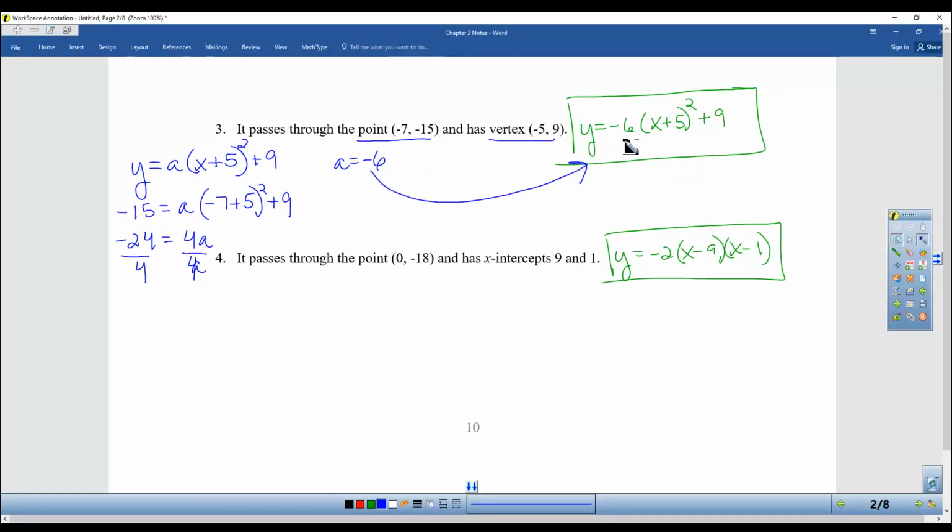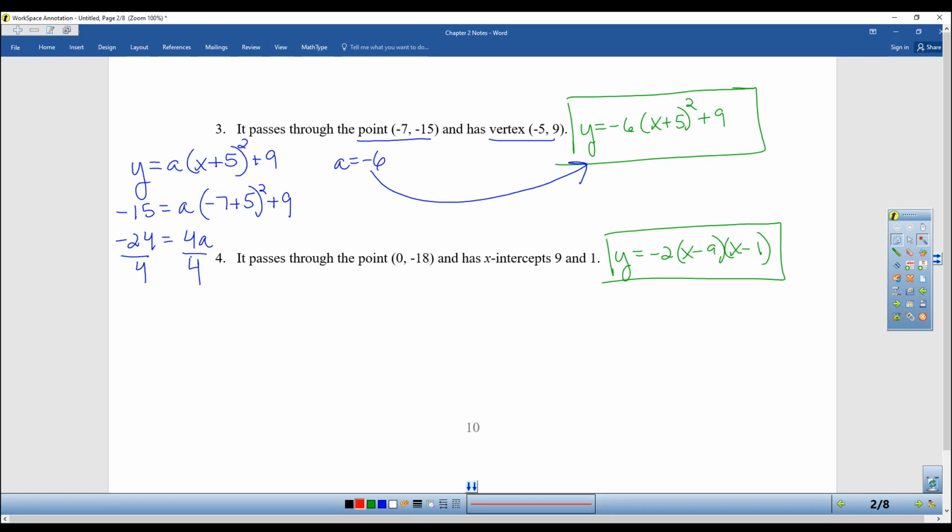Which leads me to my answer. I put the -6 in. I already know the vertex, but now I just go back to regular x and y. I just used that point temporarily in order to get the a.